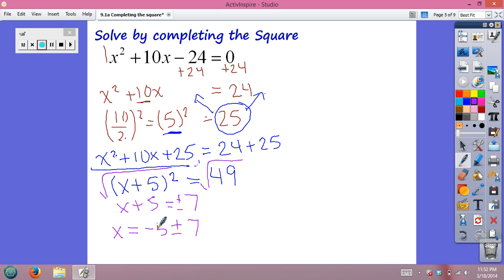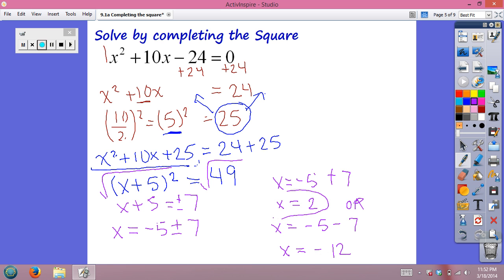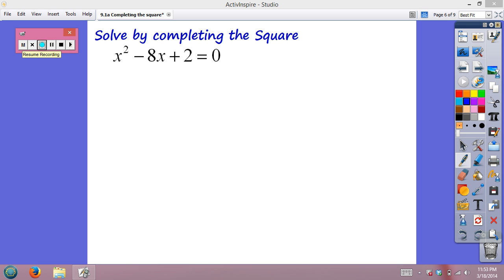Now we have to find the two separate answers. So one of our answers will be x equals negative 5 plus 7, or we'll get x equals negative 5 minus 7. So here we get x equals 2, and here we get x equals negative 12. And those are your two answers, and that's how you complete the square to solve for x. So let's try another example.